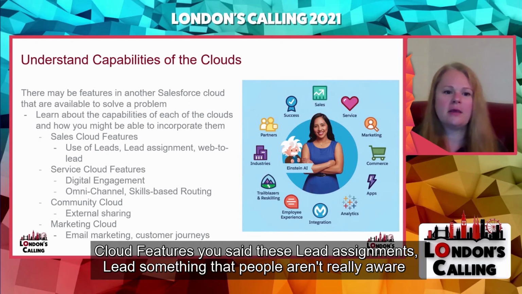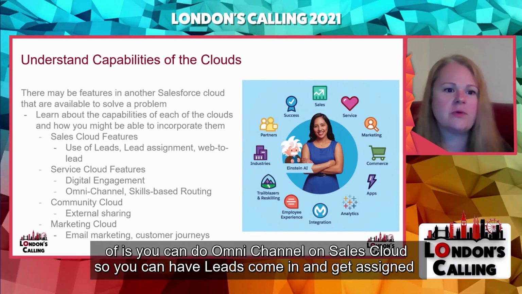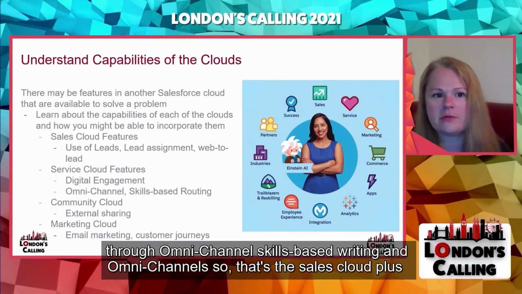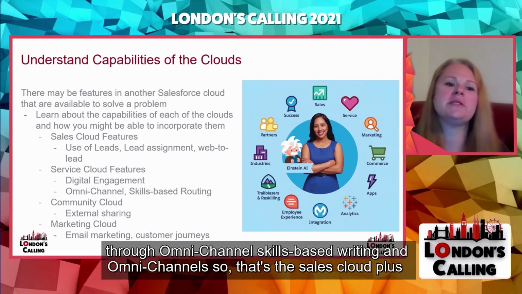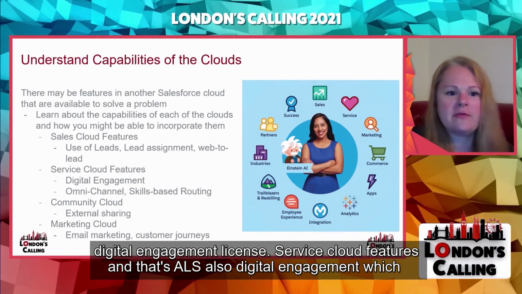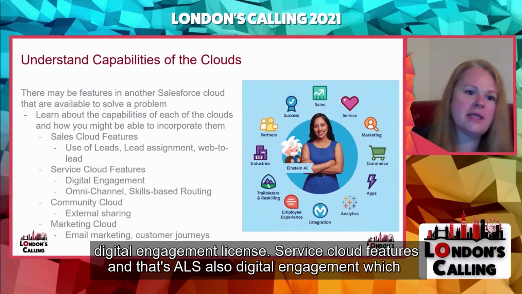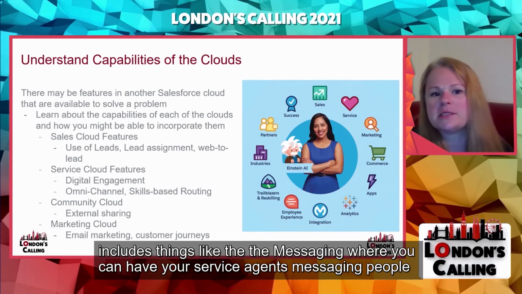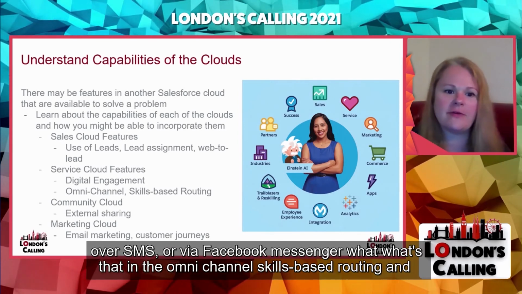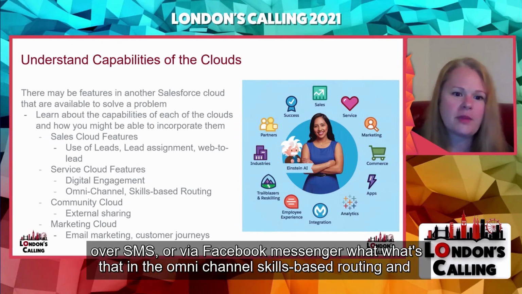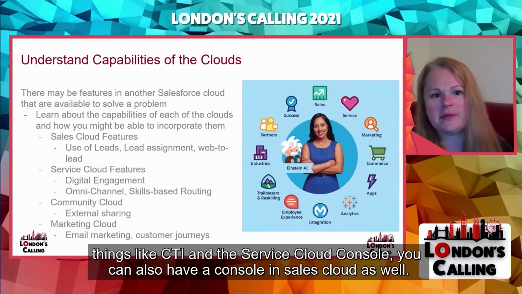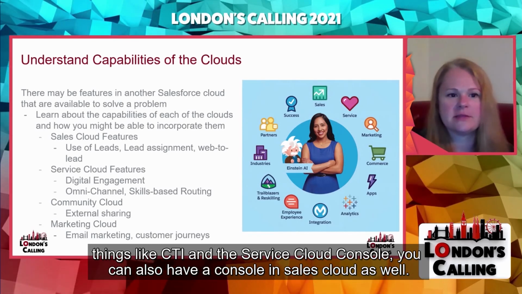That's something that people aren't really aware of, is you can do omni-channel in Sales Cloud. So you can have leads come in and get assigned through omni-channel skills-based routing. So that's the Sales Cloud plus digital engagement license. Service Cloud features, and that's also digital engagement, which includes things like the messaging, where you can have your service agents messaging people over SMS or via Facebook Messenger or WhatsApp. And the omni-channel skills-based routing and things like CTI and the Service Cloud console. You can also have a console in Sales Cloud as well.